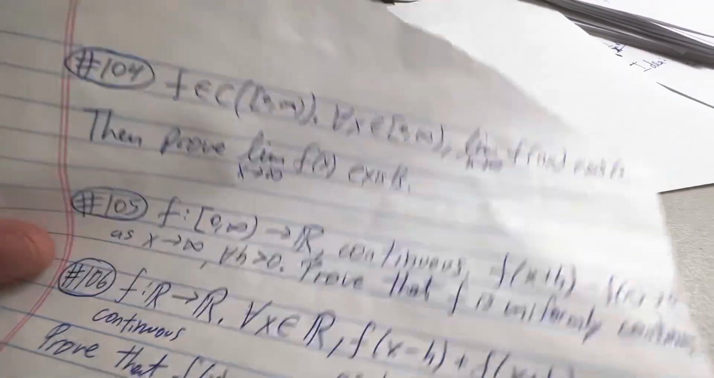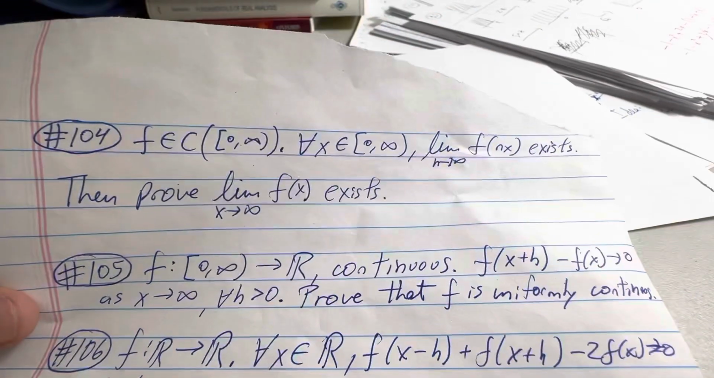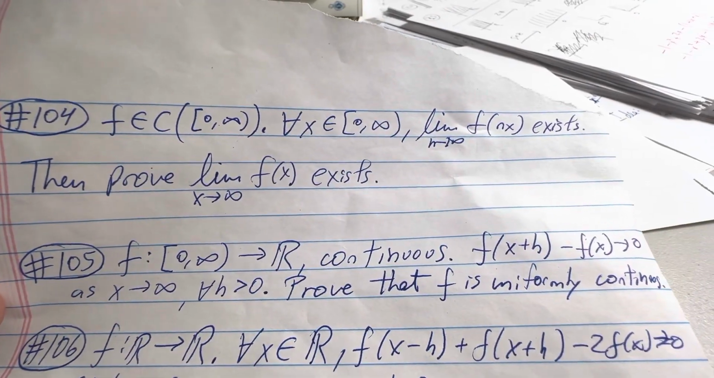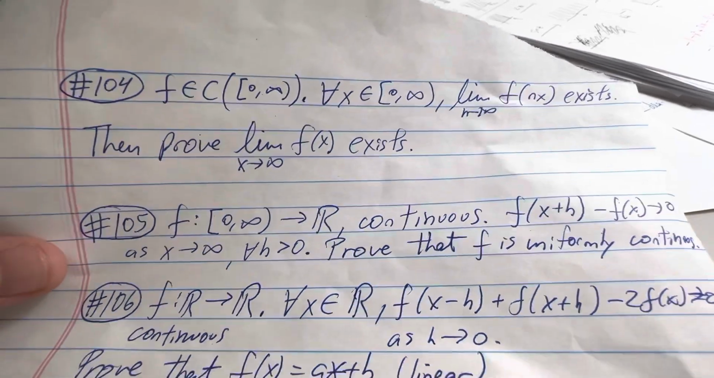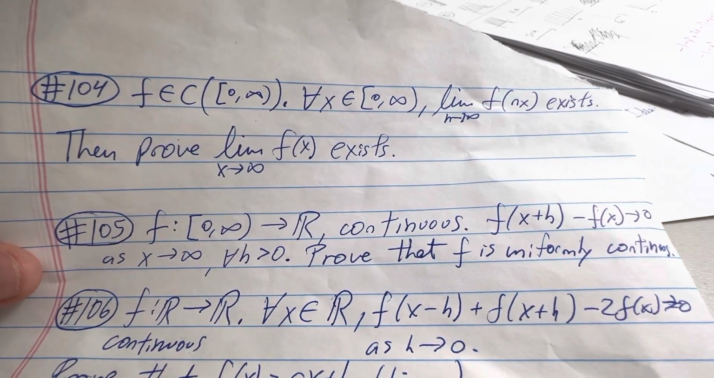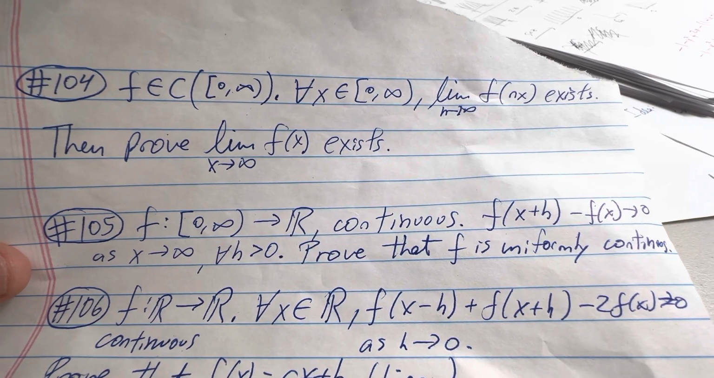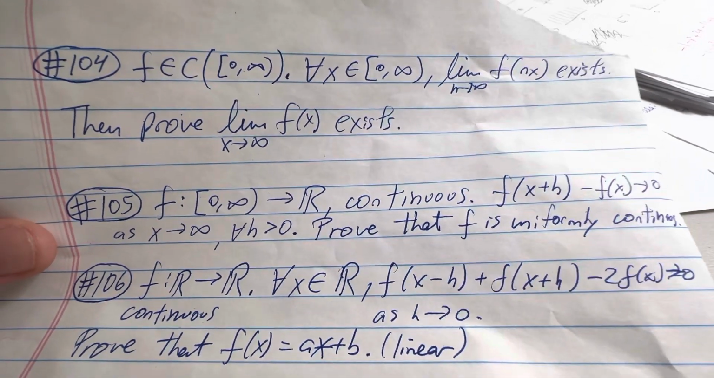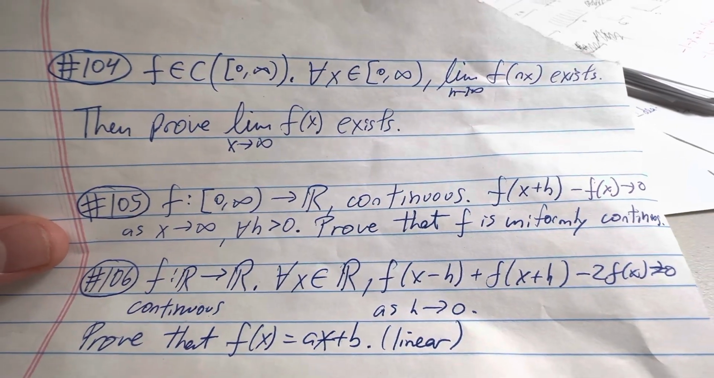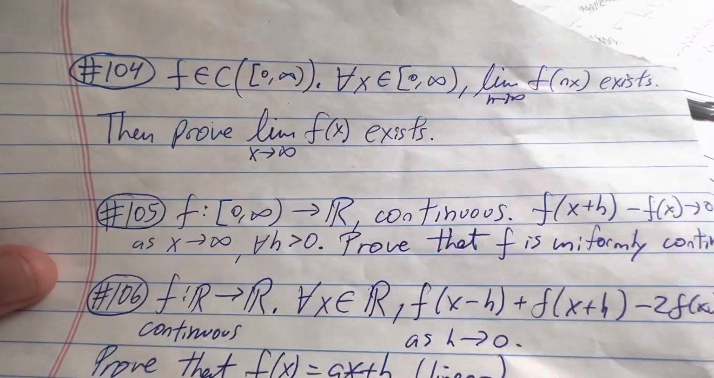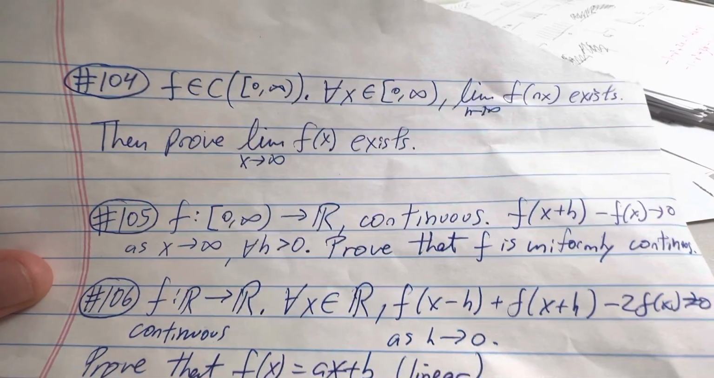Problem 104. f is a continuous function on the non-negative reals. For any x in the non-negative reals, the limit of f(nx) exists. Prove that the limit exists. This one also seems kind of familiar, like I saw it floating around on the internet somewhere when I was preparing for quals, but I don't remember how to prove it. I don't find it as interesting as 103.